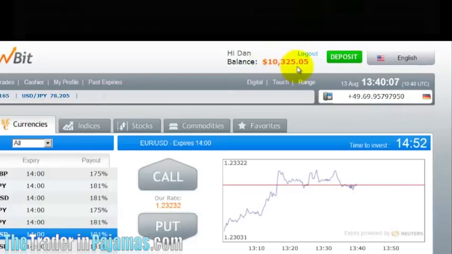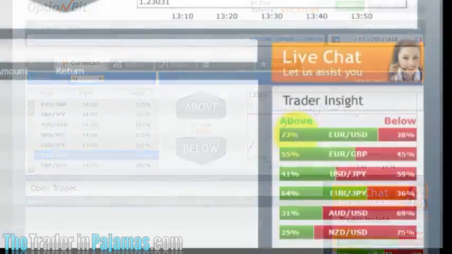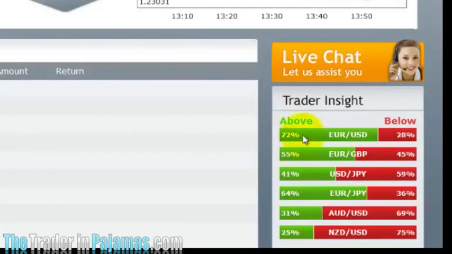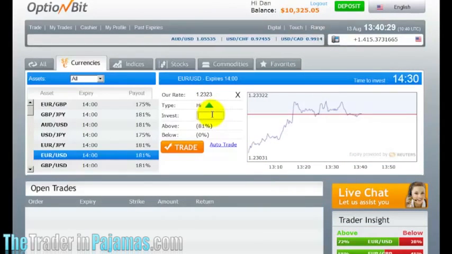Okay, I'm sure you've read by now about the way the Trader in Pajamas system works, but let me summarize it again. It works by following the steps shown below and by following a simple set of rules. First, you check the Trader Insight table. And as you can see, 72% of traders at this moment are saying that the Euro USD is going to go up. So I'm going to go with the majority, and I'm going to make my trade using the call button. I'm going to start with a $12 trade, and if it comes in, I'm going to start another $12 trade until I possibly lose a trade.